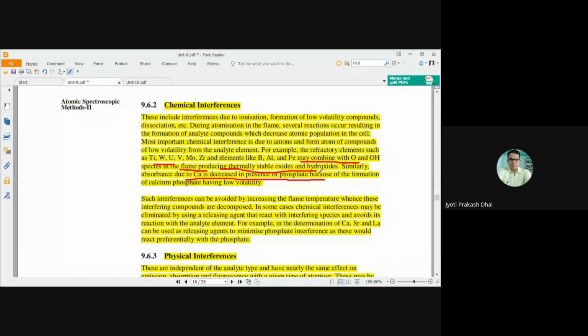The absorbance due to tungsten, vanadium, molybdenum, zirconium elements and elements like boron, aluminum, iron will be decreased due to combining with oxygen or hydroxide ion to form stable species.